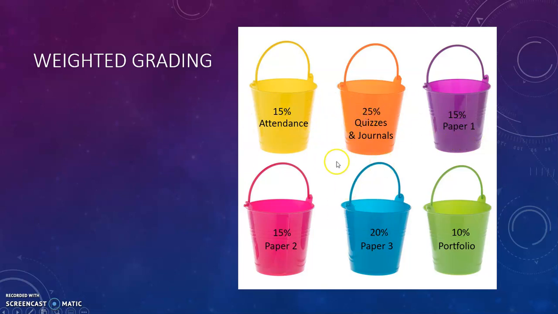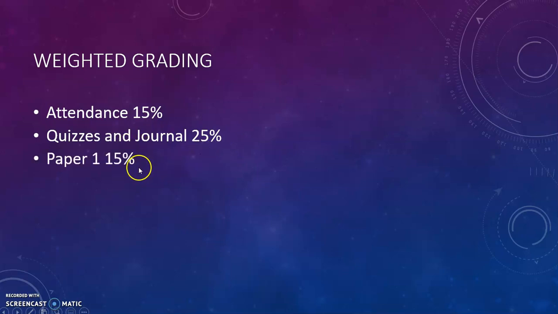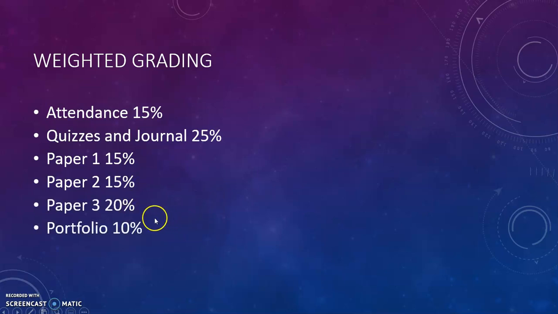Okay, so now let's look at another example here. Again, we'll look at it in a list format. Attendance is worth 15%, quizzes and journals 25%, paper 1 is worth 15%, paper 2 is worth 15%, paper 3 is worth 20%, portfolio is worth 10%, total of 100%. So these are the different buckets, as it were. They're weighted a different amount, but they all eventually are going to add up to 100%.